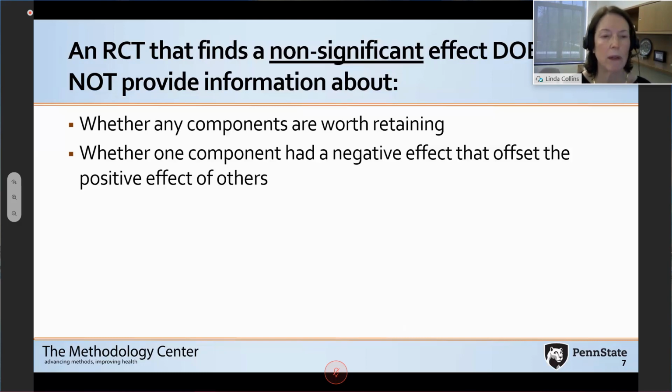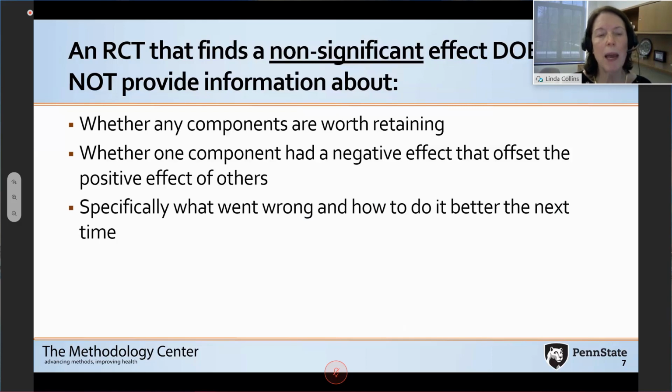performing, even iatrogenic components. And perhaps most frustratingly, and I think this is what really distresses people when they get non-significant results in an RCT, it's really hard to tell specifically what went wrong and how to do it better the next time. The way forward is often very unclear.